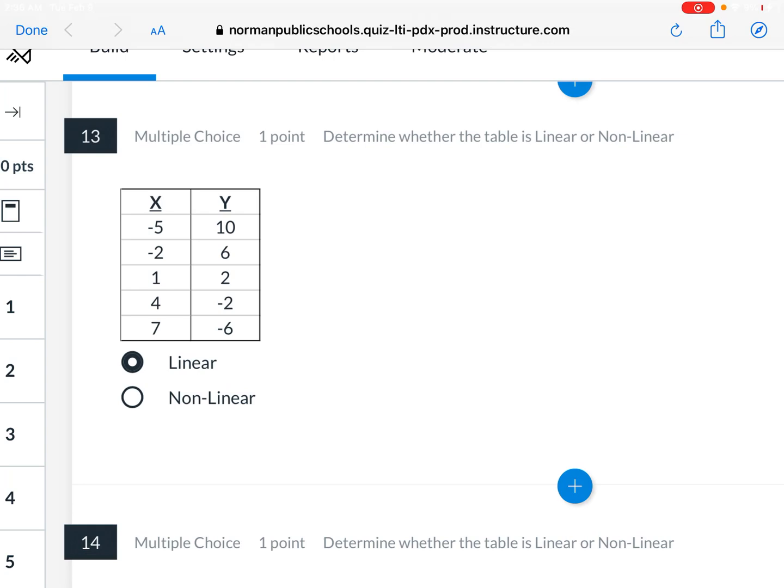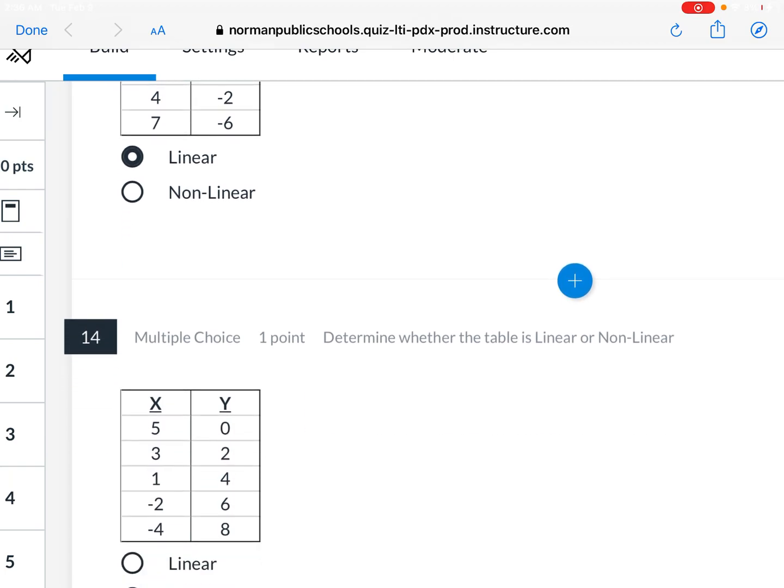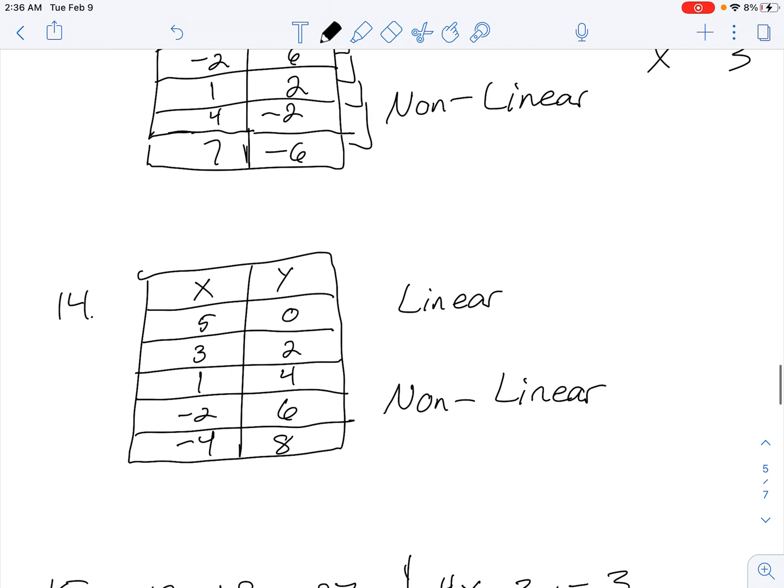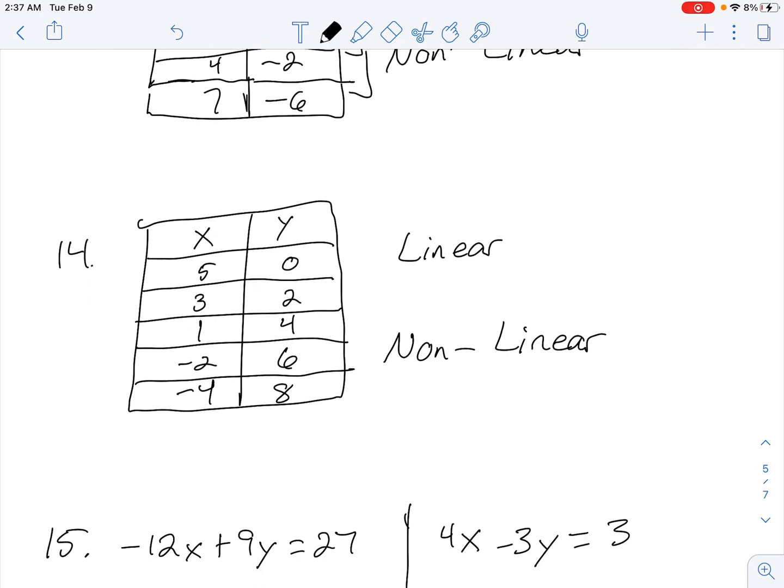And that's what you see, okay? It's linear because everything in the y column is down 4. Everything in the x column is up 3, so negative 4 over 3, and it's linear. The next one, number 14. So again, we do y over x.